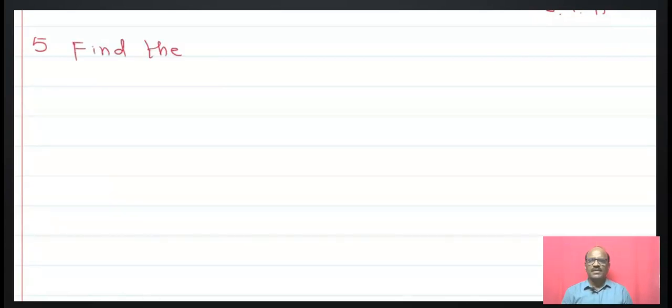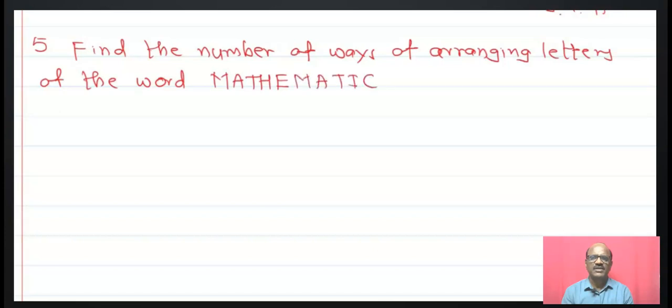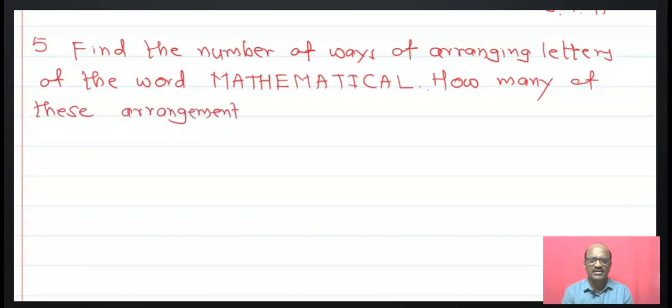Now the question number 5. Find the number of ways of arranging the letters of the word mathematics, mathematical. Find the number of ways of arranging the letters of the word mathematical. How many of these arrangements have all vowels together?